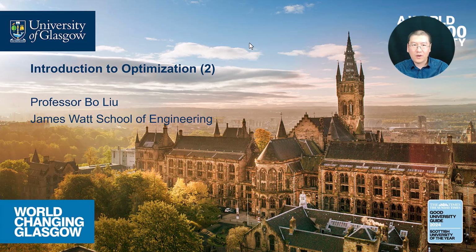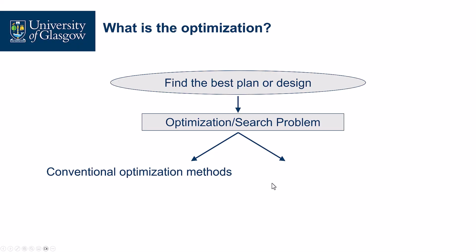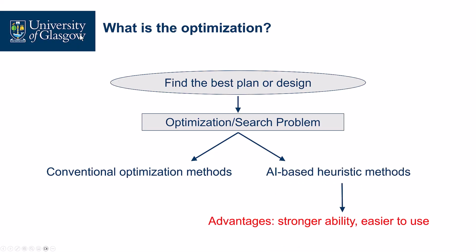In this session, we will continue to talk about the key concepts in optimization and more kinds of optimization problems. As we have seen in the last session, in an optimization problem, we want to find the best plan or best design. Previously, for the TSP and QAP, we were trying to find the best plan, right? So now let's see another optimization problem. We are trying to find the best plan.